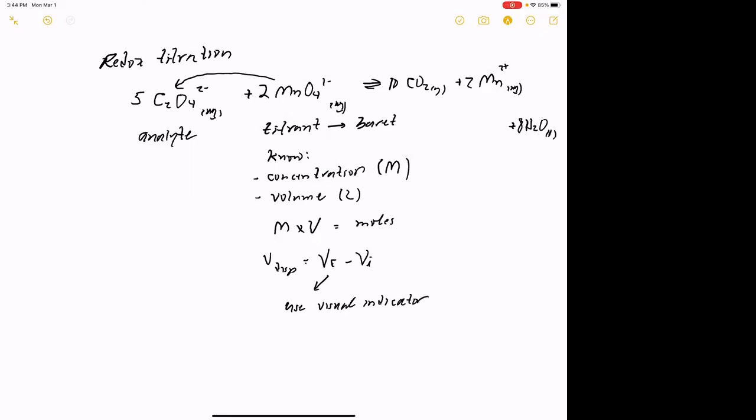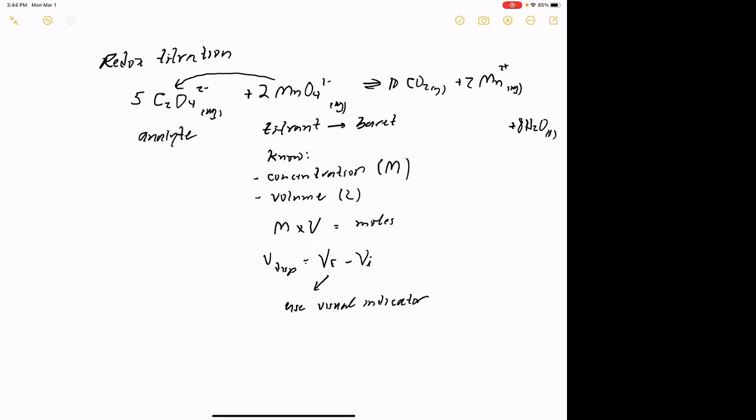So tell me about a visual indicator. What happens with that? And you guys saw one in the last experiment that we did last week, right? Methyl red was an indicator that we used, and it told us that we ended up with a quantitative pH change, right? So in this case, what is the indicator doing? I kind of already told you. Whenever the reaction is complete, it changes color.